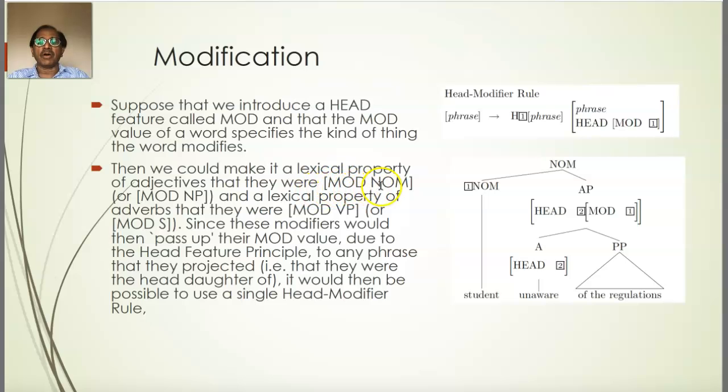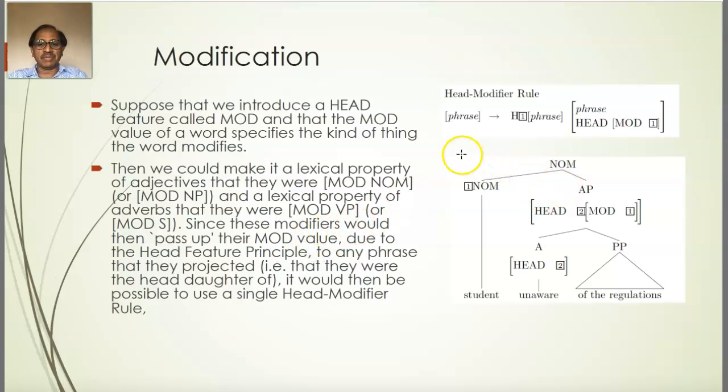They will have a nominal value, or mod NP. They will have an NP value for the modifier. And a lexical property of adverbs is that they will have a VP that will be modified, or an S that they can modify. Since these modifiers would then pass up their mod value, right?